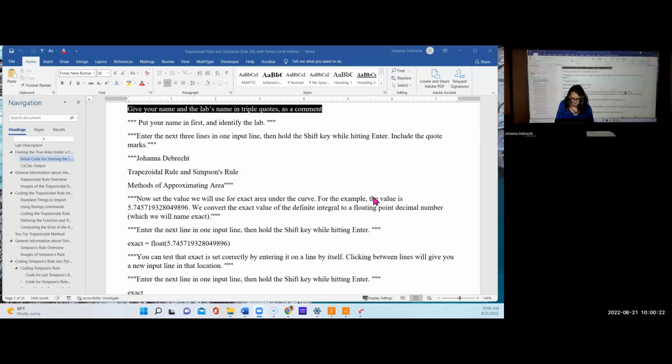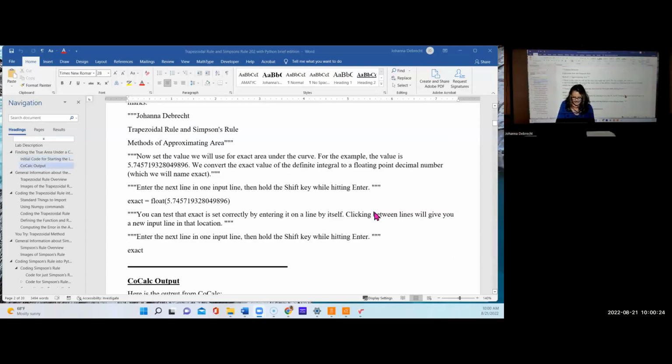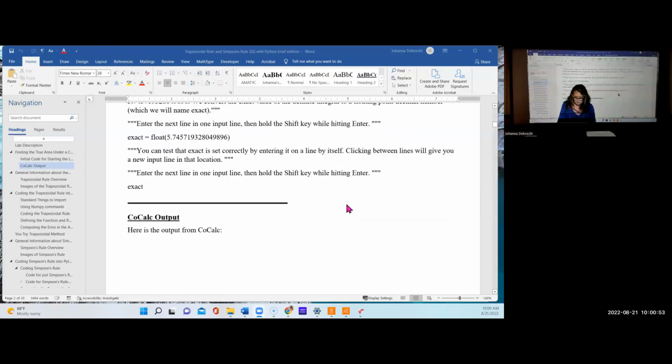Now, how can we test to be sure that it entered it correctly and that it stored this number in the location called exact? You can test this by just entering into another line exact. So you just write exact without quote marks around it, and then you can hold down the shift key and hit enter. Now, all of this was typed into one line or one box in the CoCalc system, or you could have put it in numerous boxes.